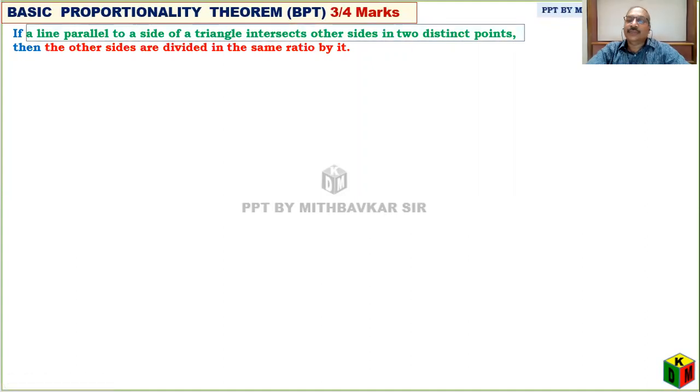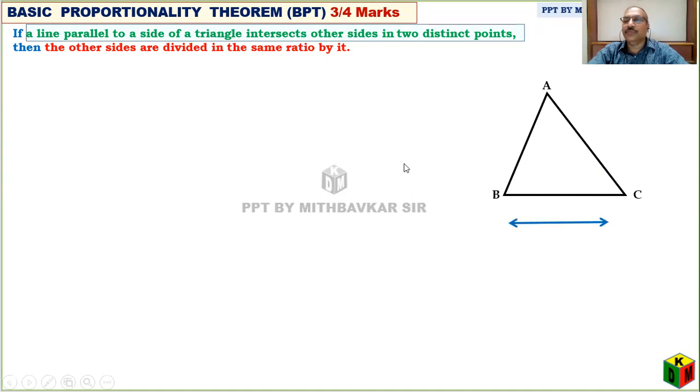So let's read that much only. A line parallel to a side of a triangle. So let's draw the triangle first. Let's name this triangle, say, triangle ABC. A line parallel to a side of a triangle. So let's draw a line parallel to a side of a triangle. You can draw parallel to AB, parallel to AC, parallel to BC. But generally we draw parallel to the side which is parallel to the ground level. So let's draw parallel to BC.